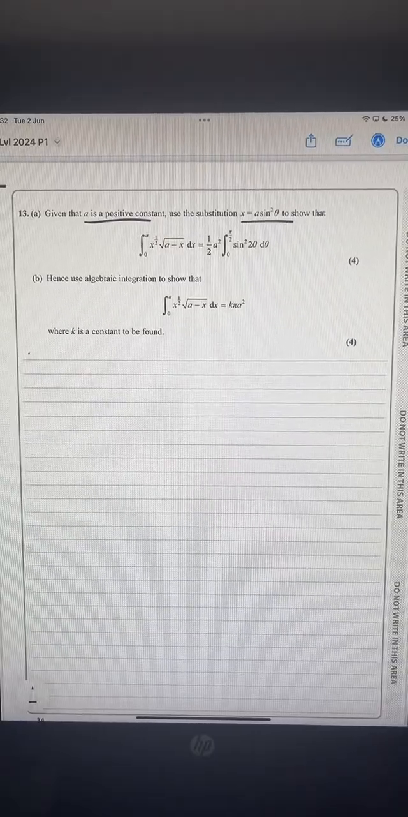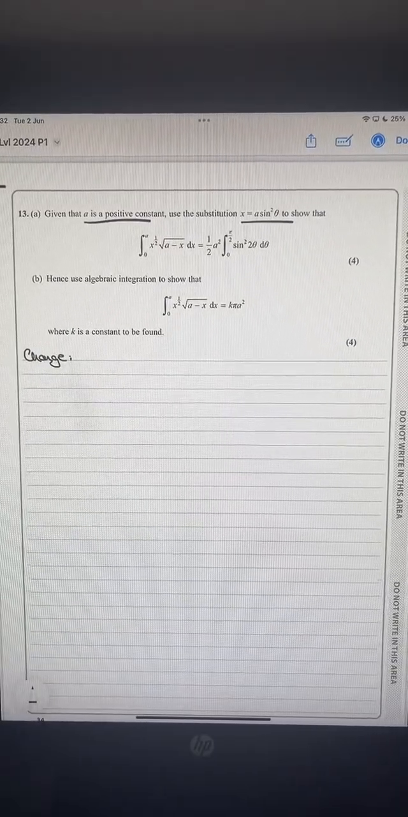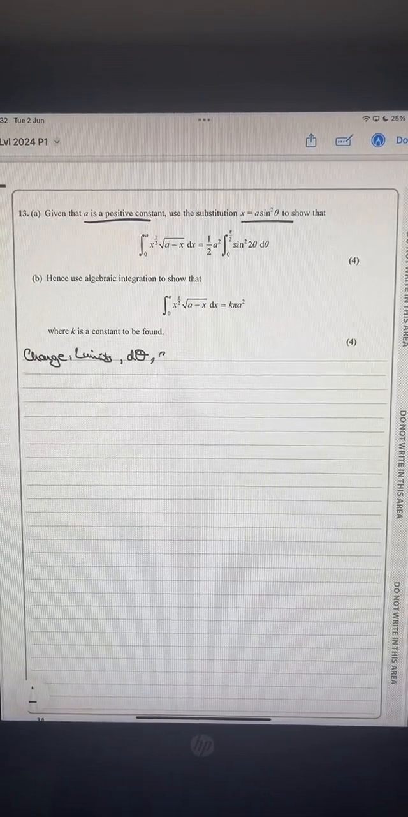You have to do 3 things. You need to change your limits. You need to change the dx to a d theta, and you need to change the expression from in terms of x to in terms of theta. And as you go through that, it should be fine. It's the same rule each time.